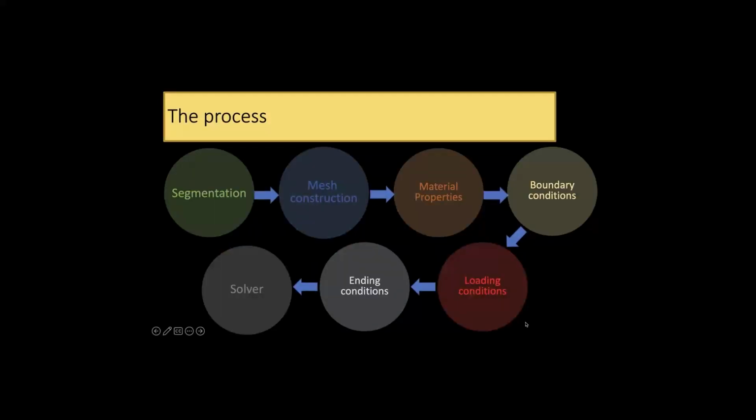So the process for biomechanical analysis in Mechanical Finder, as you know, is these 7 steps. It starts with segmentation, then mesh construction, setting up material properties, boundary conditions, loading conditions, ending conditions, and then finally giving everything to the solver. And our study followed this exact methodology, which I'll now cover in detail.